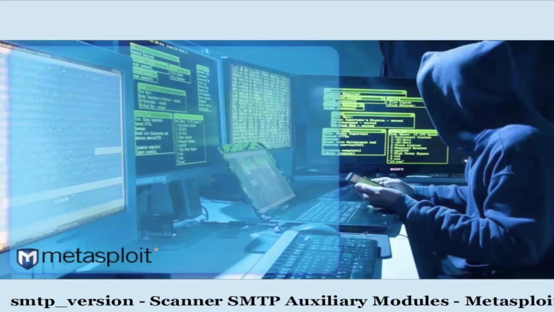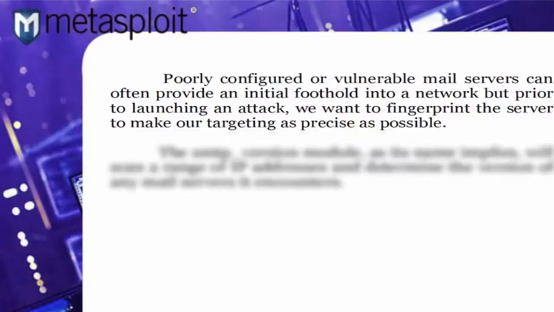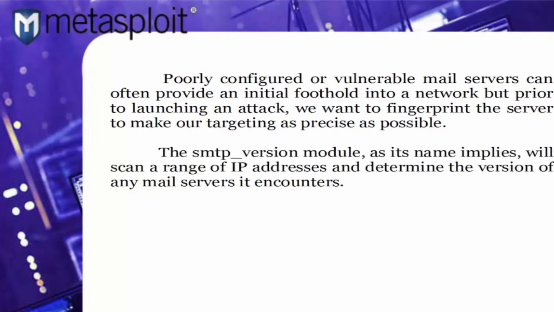Welcome. In this video we are going to learn the SMTP version scanner SMTP auxiliary module in Metasploit. A poorly configured or vulnerable mail server can often provide an initial foothold into a network, but prior to launching an attack, we want to fingerprint the server to make our targeting as precise as possible. The SMTP version module, as its name implies, will scan a range of IP addresses and determine the version of any mail servers it encounters.